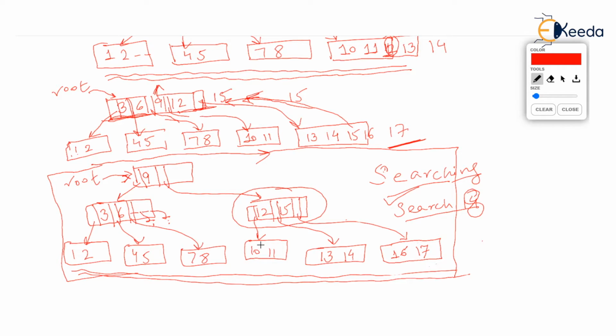Why, really? Because we have got a maximum of 3 levels, isn't it? The root 9 is at level 0, the nodes 3, 6 and 12, 15 are at level 1, and the remaining leaf nodes are at level 2. So the deepest level that we can go while searching is 2. We will do some comparison at level 0, some comparison at level 1, and some comparison at level 2. Maximum 3 nodes will be searched.